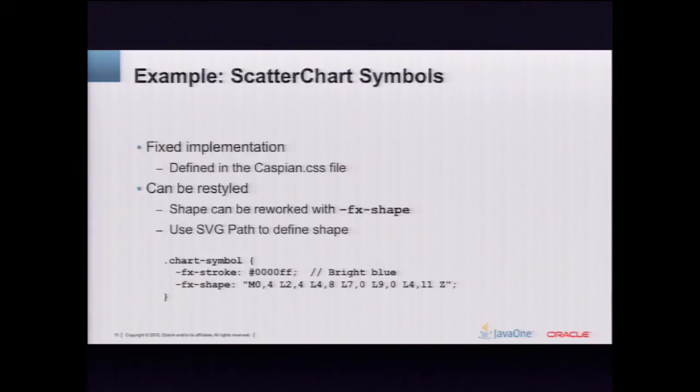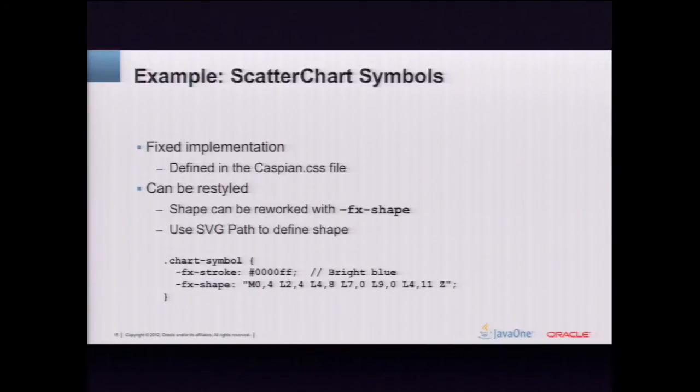Another thing that you can do is in terms of the ScatterChart symbols. These are used for different series of data in a ScatterChart. So you'll have a cross, a circle, a diamond, and so on, which are used to represent the different sets of data. Default ones, like I said, are specified in the Caspian style sheet, and then you can restyle them. And because there's the -fx-shape element of the style sheet, you can use that to define a scalable vector graphics path to say what particular shape you want displayed.